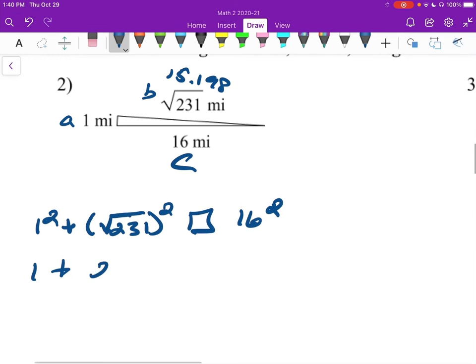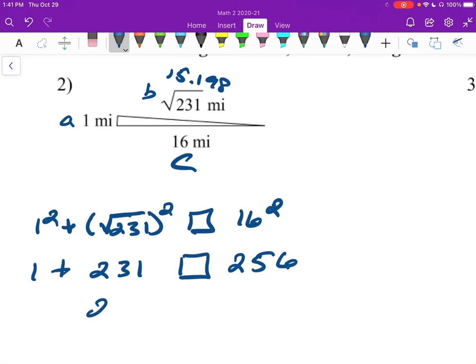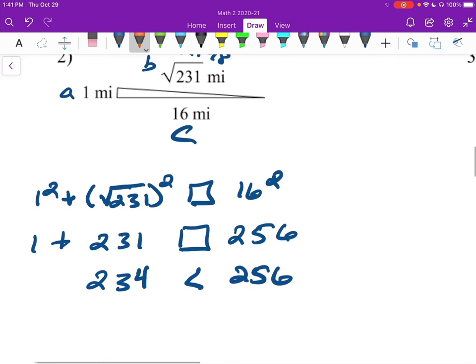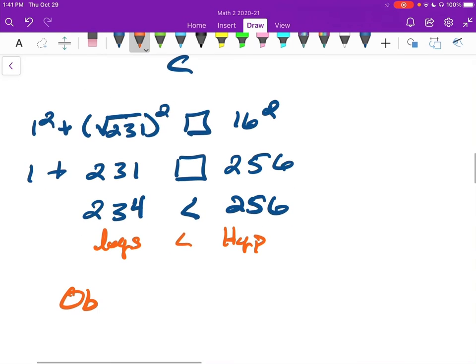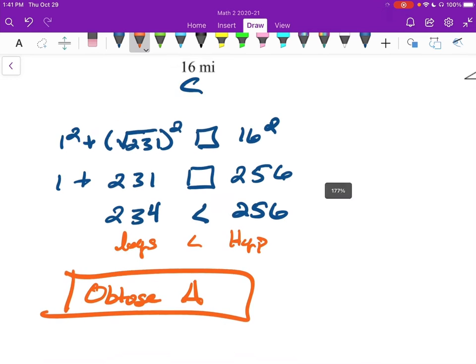So 1 plus 231, and then 16 squared is 256. So 234 is less than 256. So the way that I think of this is legs less than hypotenuse. If the legs are less than the hypotenuse, the hypotenuse is bigger, then it's going to be an obtuse triangle. Obtuse triangle.